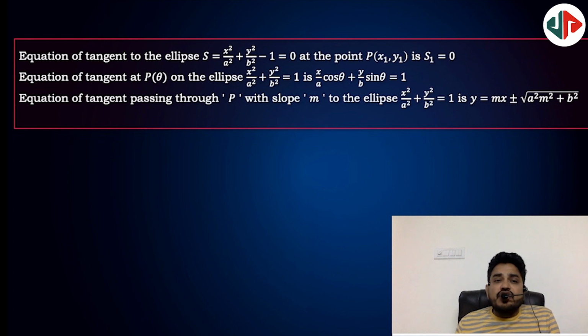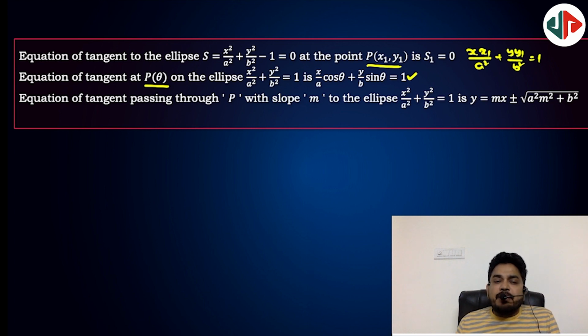Equation of the tangent to the ellipse at x1 y1 is S1 is equal to 0. That is x x1 by a square plus y y1 by b square is equal to 1. Equation of the tangent at theta on the ellipse is x by a cos theta plus y by b sin theta is equal to 1.